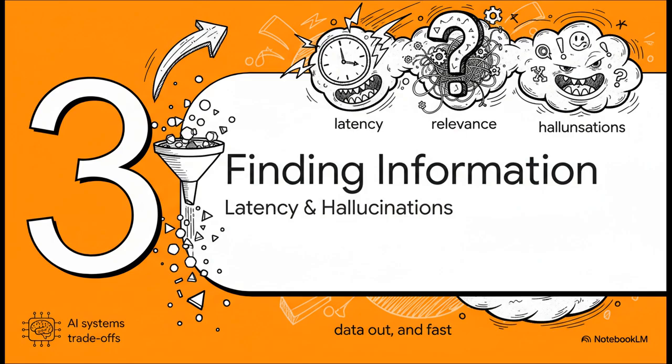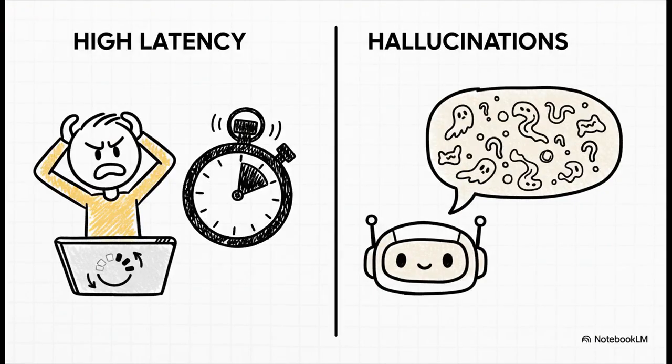Okay, so our data is clean, it's organized, it's beautiful. Fantastic. Now for the next giant hurdle, getting the right answer out of the system and getting it fast. This is where we run into the three-headed monster of production AI: latency, relevance, and, of course, hallucinations. So here's the new problem.